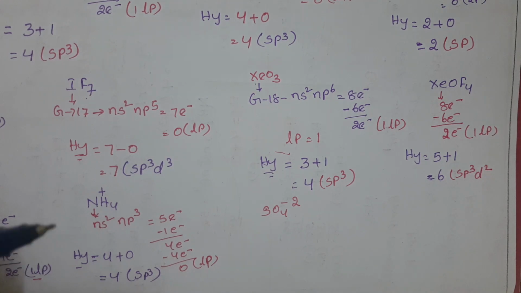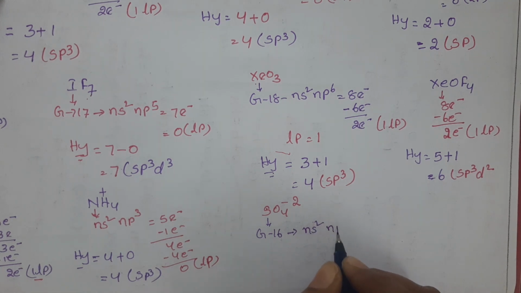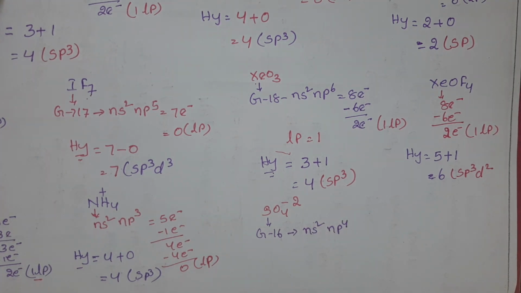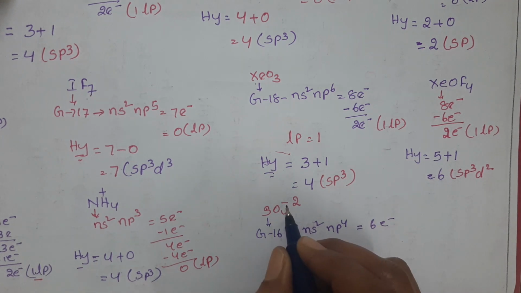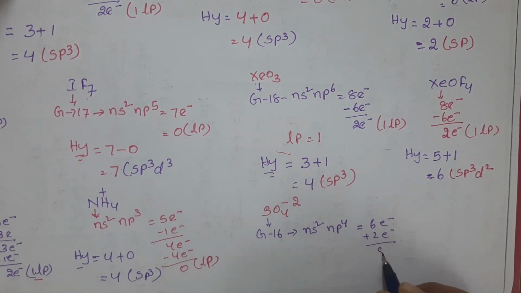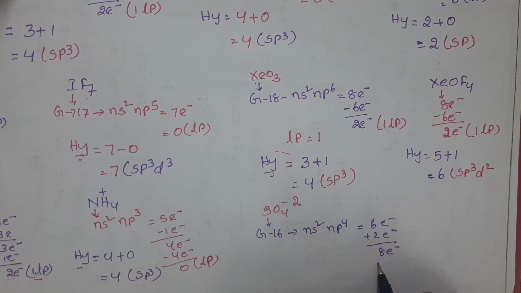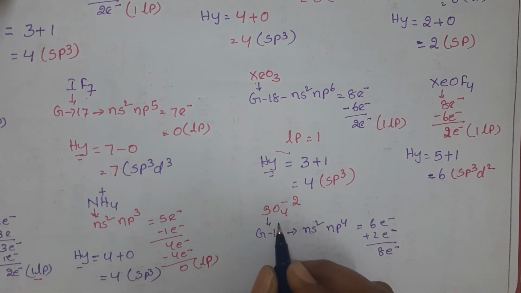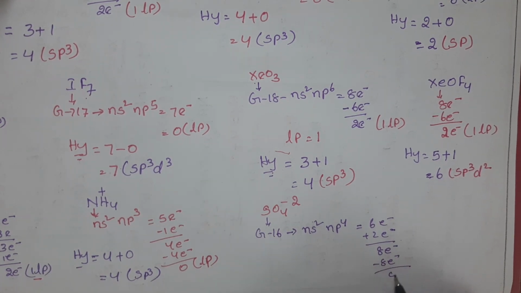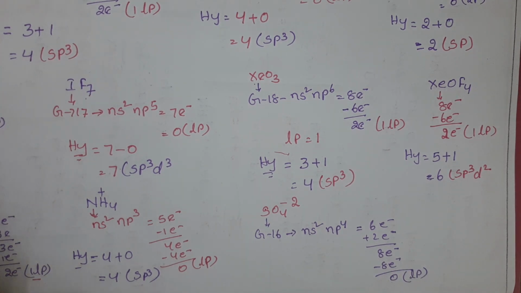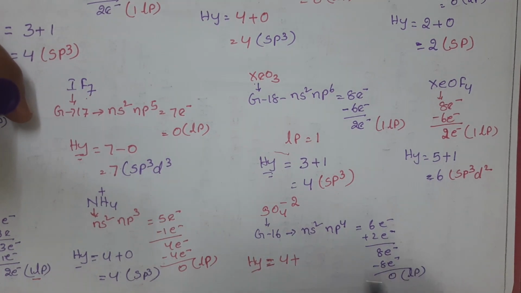One more example is SO4 2-. Sulfur is a 16th group element with configuration ns2 np4, so sulfur contains 6 electrons. Because of the minus 2 charge, it gains 2 electrons, so 8 electrons are there. The 4 oxygen atoms utilize these 8 electrons because each oxygen forms a sigma bond and also a pi bond with the central atom. So lone pairs of electrons are 0. Hybridization equals the number of atoms attached, 4, plus lone pairs, 0.